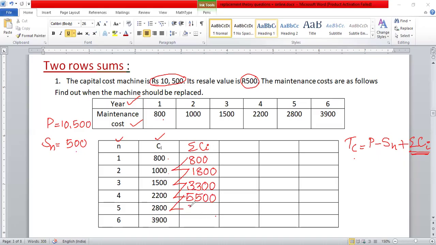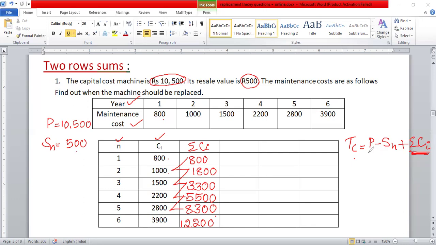So 8300 plus last one 3900. Okay, so I got 12,200. Guys, this is the way to do summation of CI, the cumulative of maintenance cost. Okay, summation of CI is done.